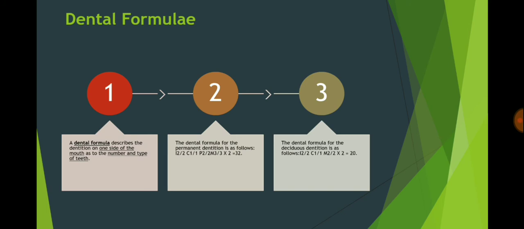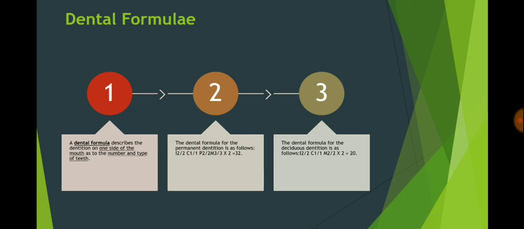Dental formula: we discussed already the primary dentition formula. This one also includes some of the permanent dentition formula. You're supposed to know these formulas. You cannot go into the exam without knowing the formulas. Find a way to memorize it. It's very easy when you know how the formula is made. A dental formula describes the dentition on one side of the mouth as to the number and type of teeth.